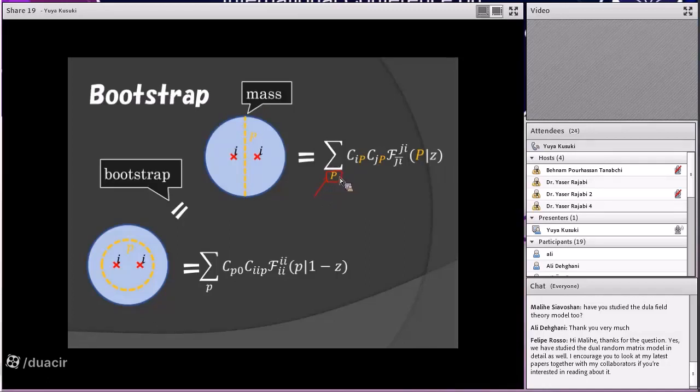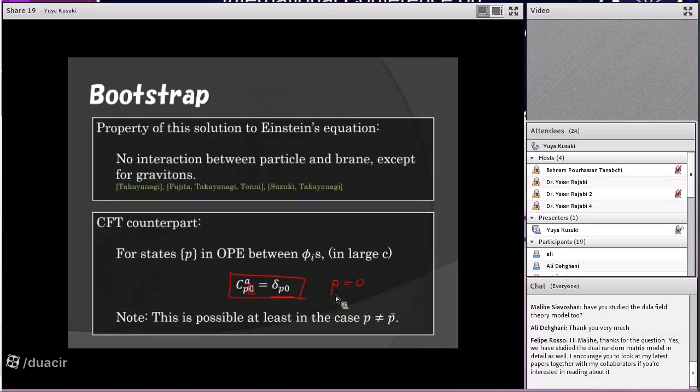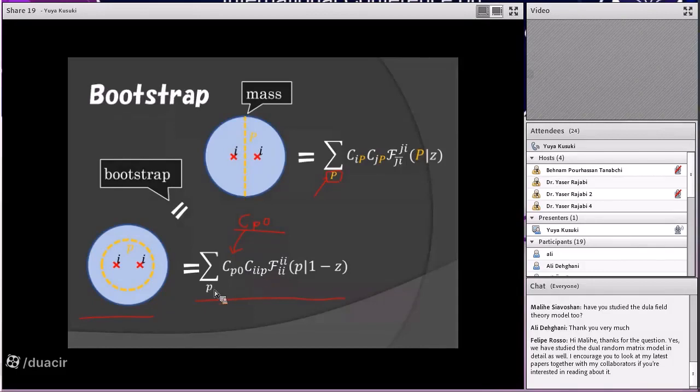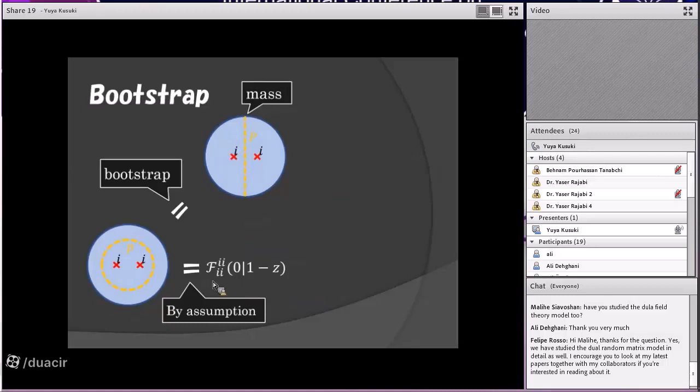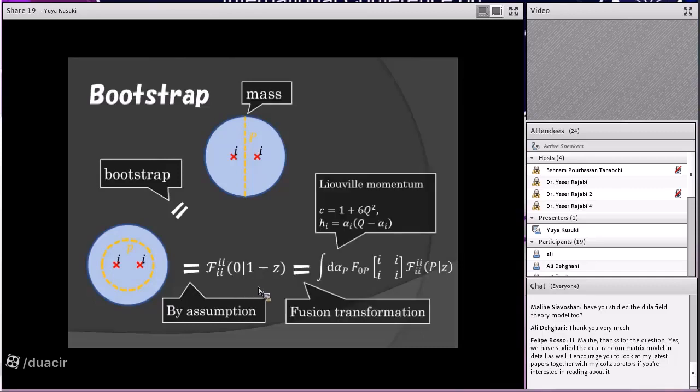And to evaluate this, it's very useful to consider the dual channel expansion like this. This is because here we have CP0. This is completely the same as this one. So we can use this assumption to evaluate this one. Actually, this is much simplified, and this is just given by the vacuum block with that assumption. And we know the dual channel expansion of this Virasoro block because, as I mentioned before, this is just a special function. This does not depend on the theory.